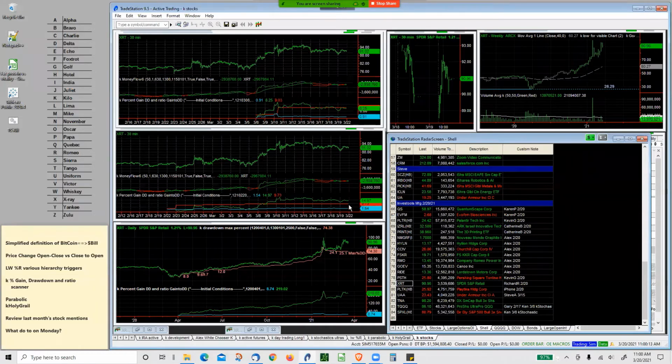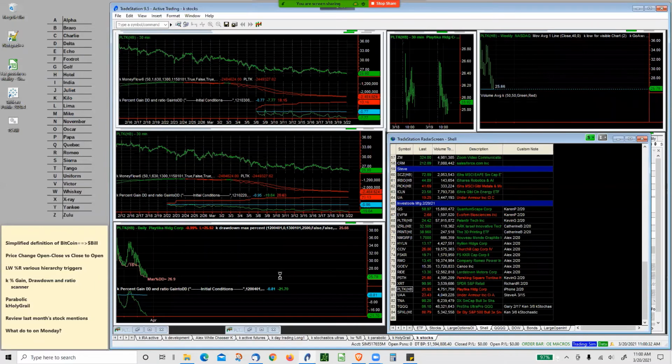But there's this cyan thing here. This is the quality, and it's got a quality number, this ratio of gain to drawdown of 1.54. To me, it's not the best in the world. I think we could do better than that. And PLTK, this one money is flowing out. It was flat, but then money started flowing out. Trend tends to go down.